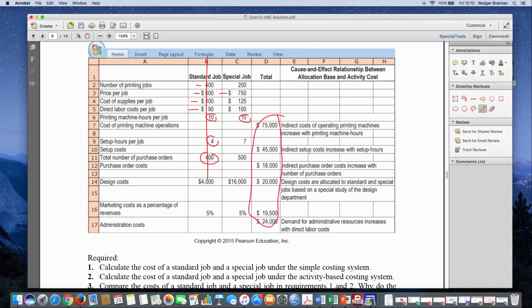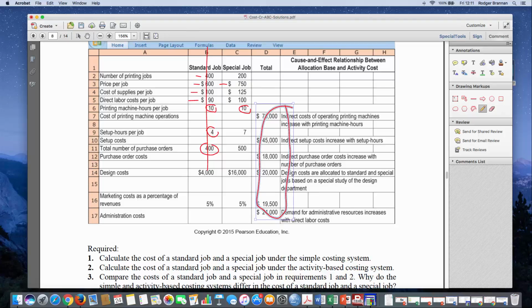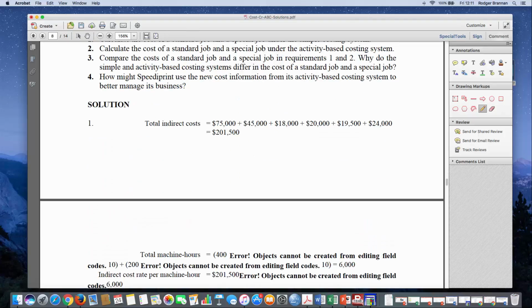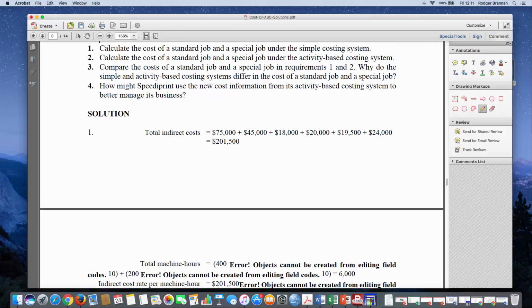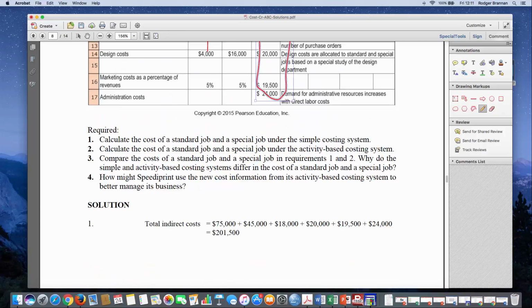Do the same thing with administrative cost. These administrative costs of $24,000 are going to be allocated based on my direct labor costs. Go back up to here, kind of proportionally divided. All right, so the first thing I ask you to do is to determine the plant-wide rate.